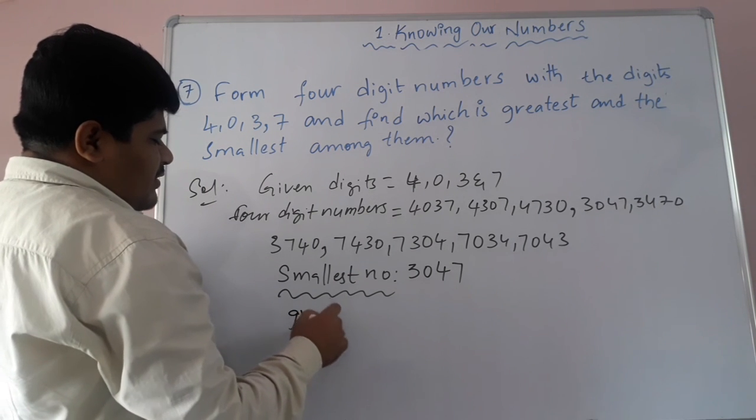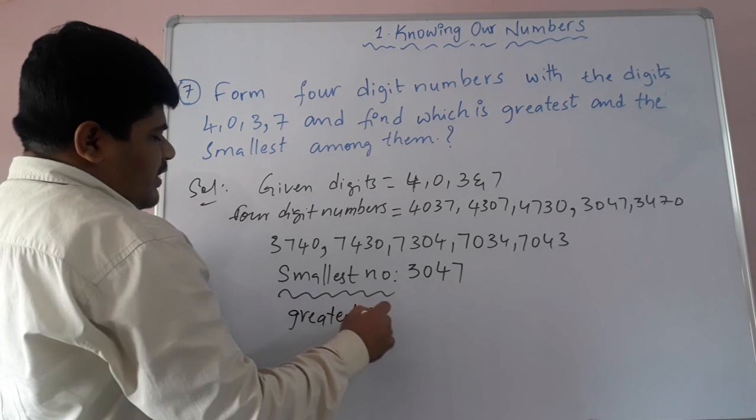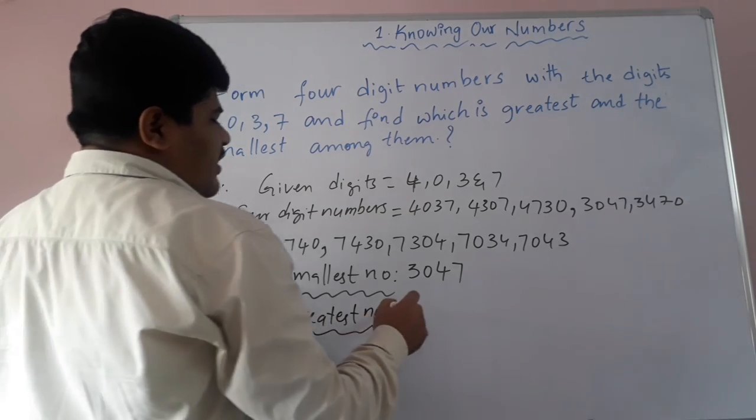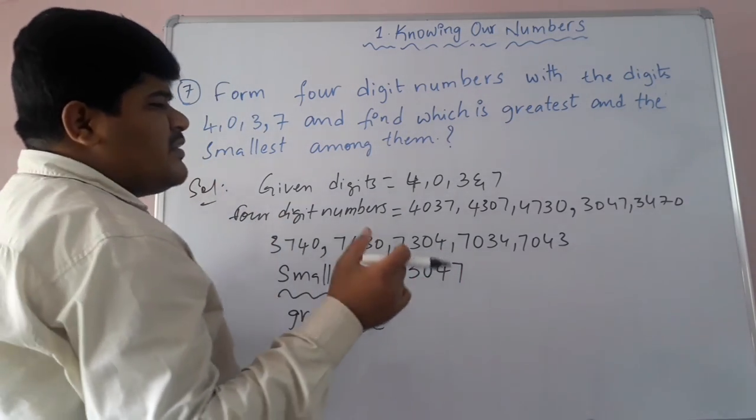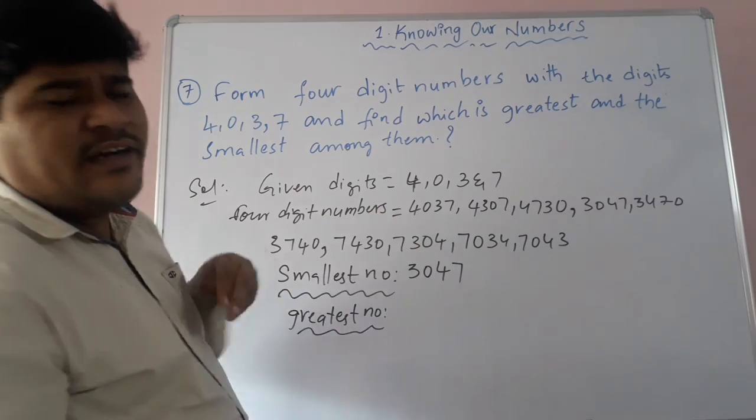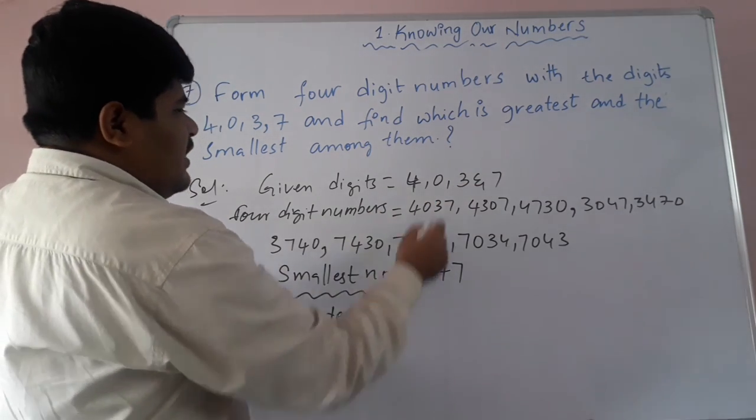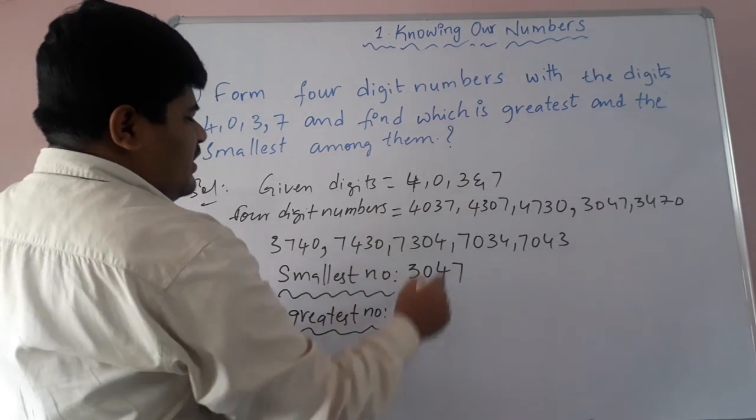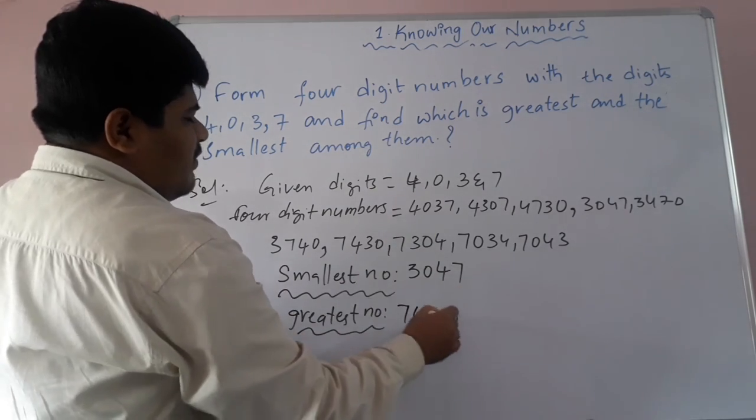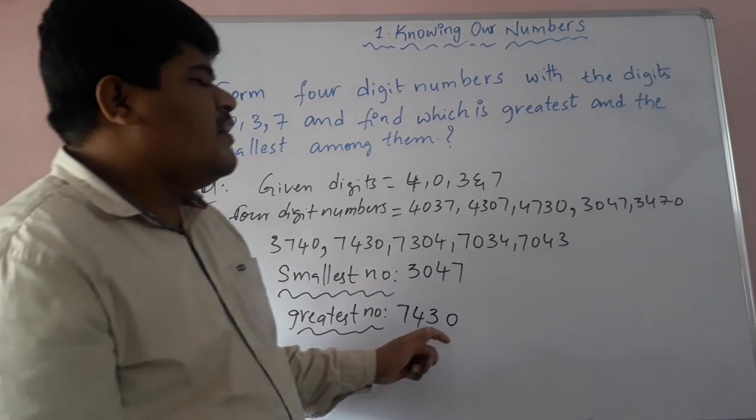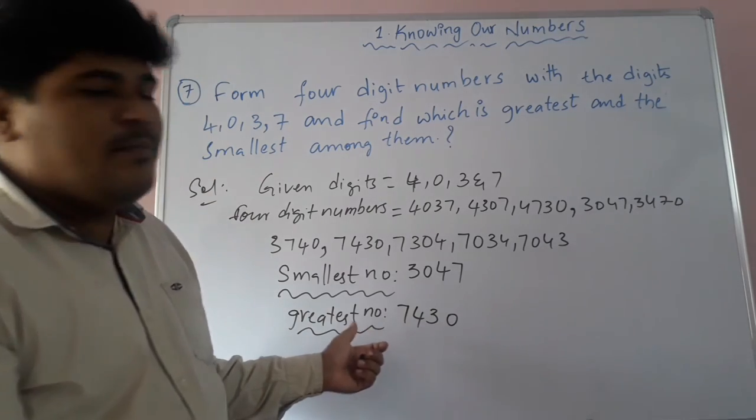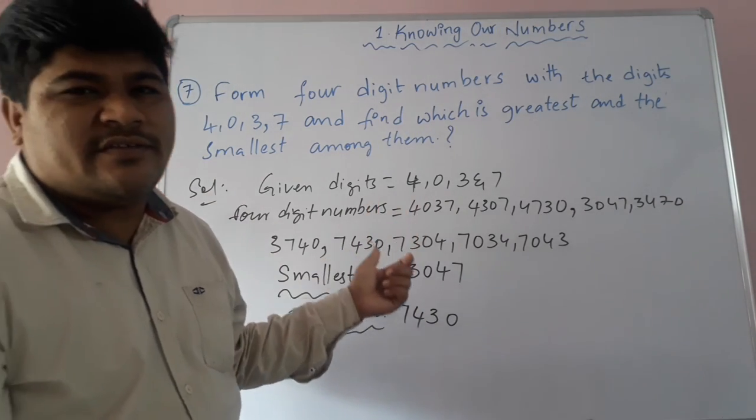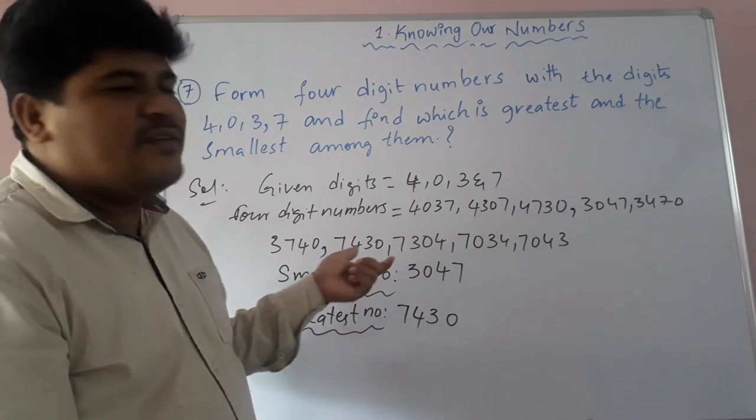Now, what is the greatest number? So the greatest number is, okay, the reverse process, children, means we have to write these digits in descending order. First 7, next 4, next 3, next 0. 7,430 is the greatest 4-digit number that can be formed with the given 4 digits. Okay. Now children, so this is the way to solve this problem.